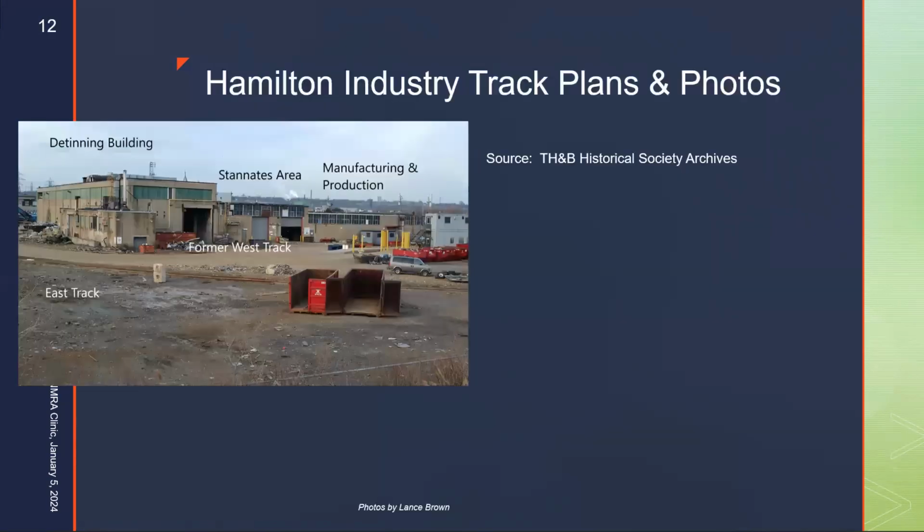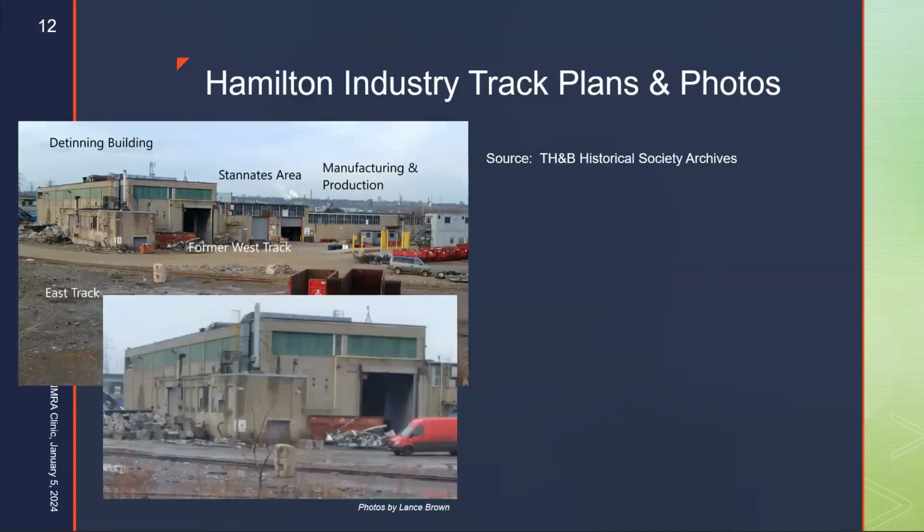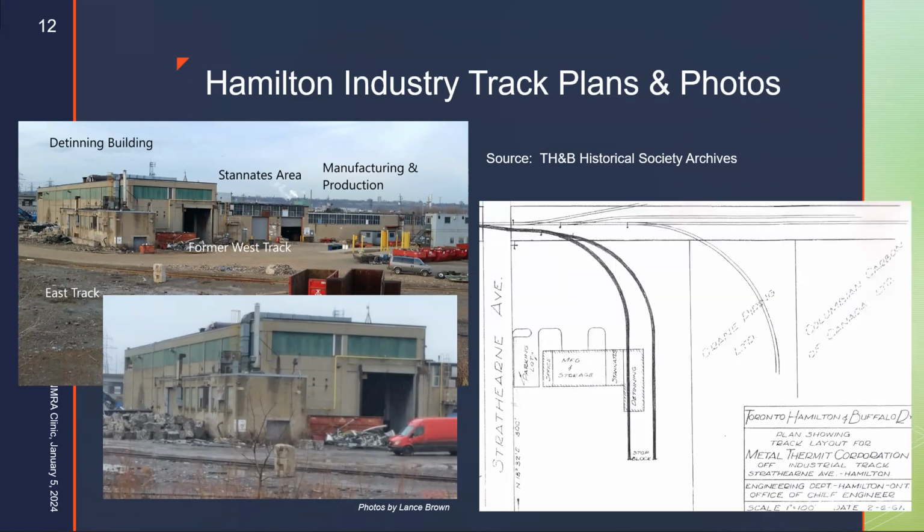In addition to these resources, the Toronto, Hamilton, and Buffalo Historical Society can also provide photographs like these, and the archivist can also provide you, where they exist, track plans, original track plans for servicing the various industries. And these are particularly valuable because some of these industries, going back to the Second World War, simply no longer exist in the route that I was modeling, the 2 subdivisions.